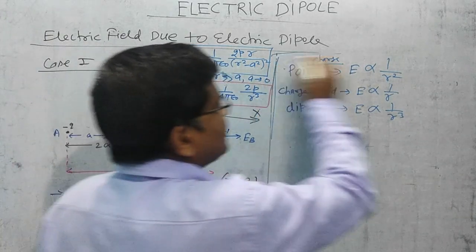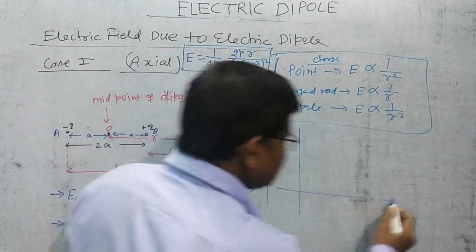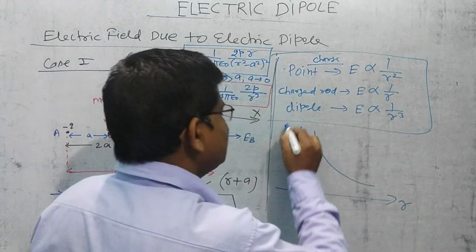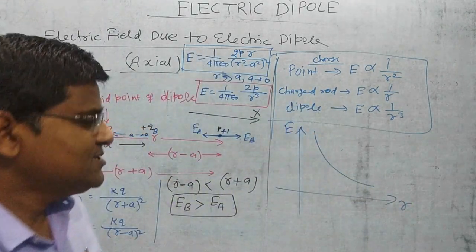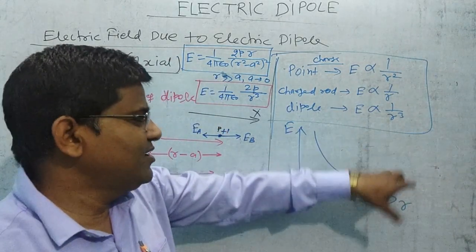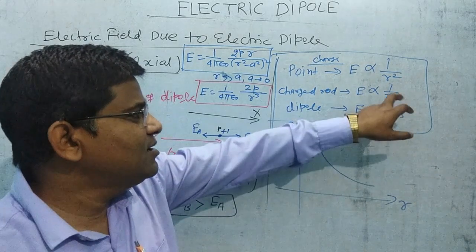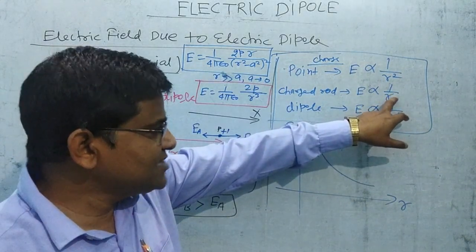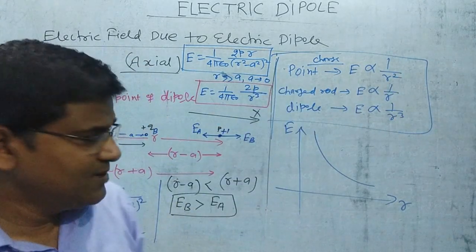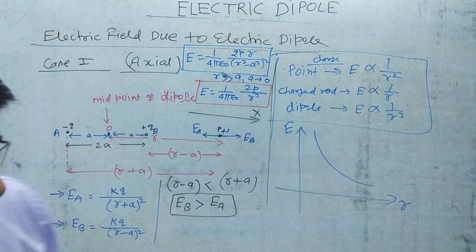Then the graph of this, the shape is the same, R and this is the electric field. Shape is same, but the steepness of the graph is different. For R cube, more steeper. This is the least steeper, and this is the less steeper. And you can draw easily.